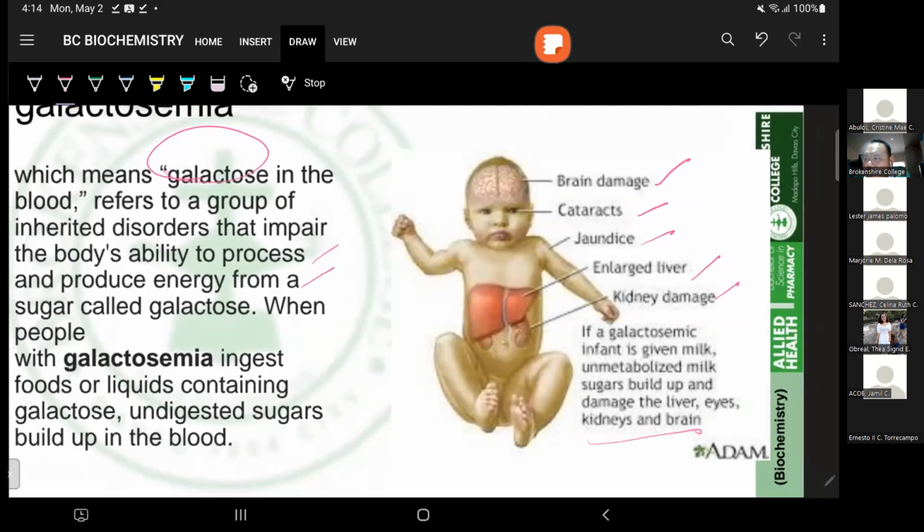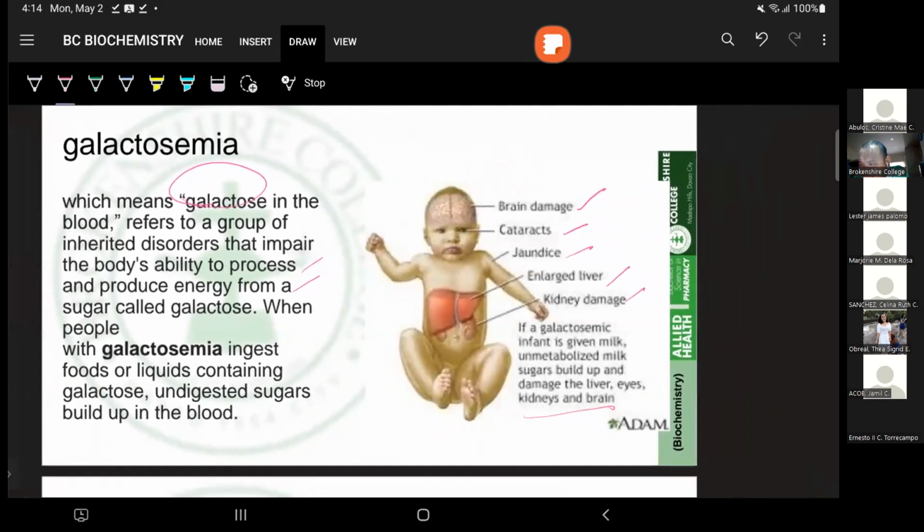So imagine how problematic it is, especially for babies whose body does not synthesize the enzyme that can metabolize galactose. Do you get me? There is no enzyme that can metabolize galactose, or it did not develop in the child. But this is rare.